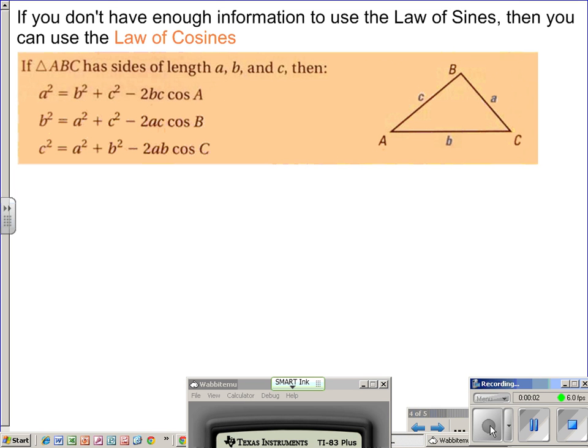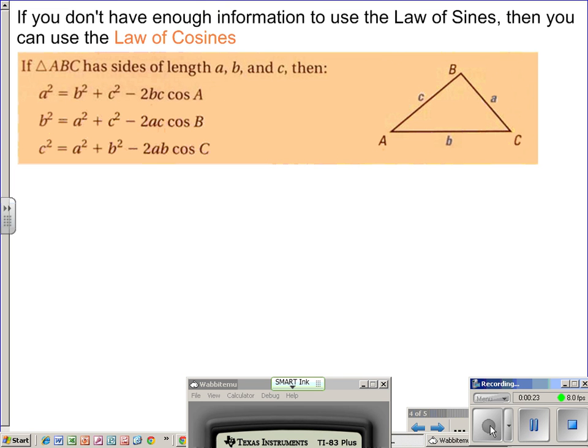Hello again. This is the last video for Chapter 7, dealing with the law of cosines. In the last video we did the law of sines. What we're talking about is when you don't have a right triangle and you're trying to figure out all the angle measurements and all the side lengths.